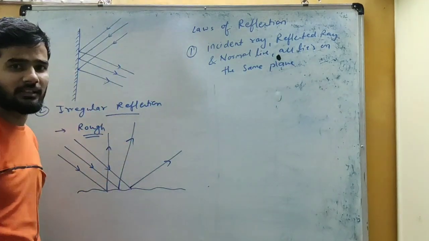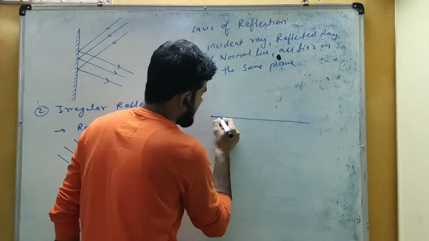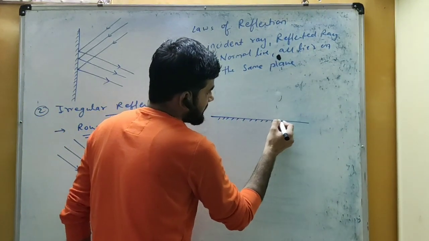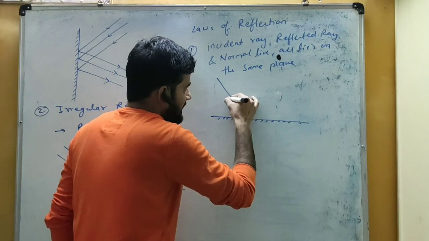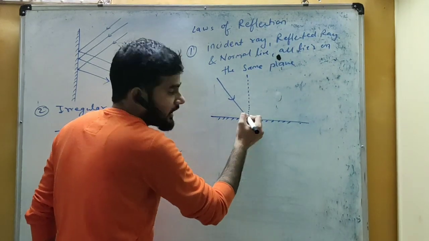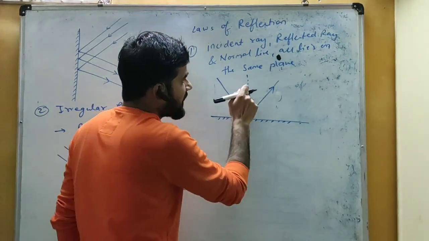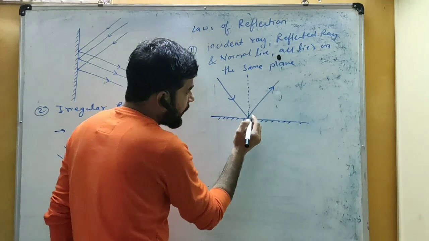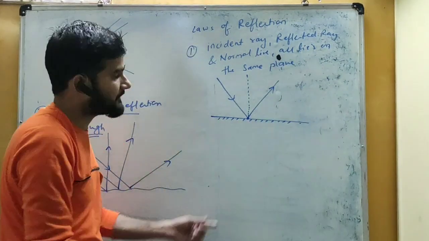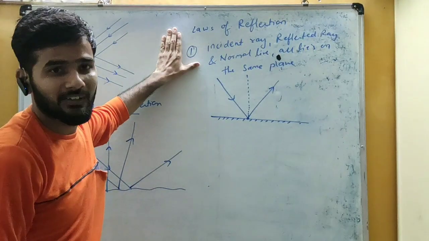We have seen in the starting, in the diagram in the basics of reflection, that we have a surface. This is the incident ray, this is the point of incidence. Here we have drawn a normal line and a reflected ray. So here this incident ray, normal line and reflected ray all lie on the same plane at the point of incidence. This is what the first law of reflection is.